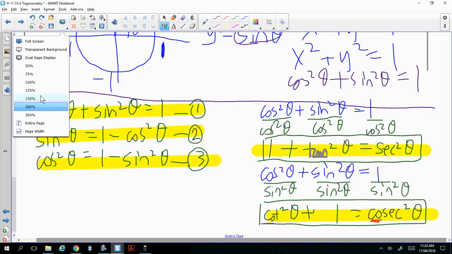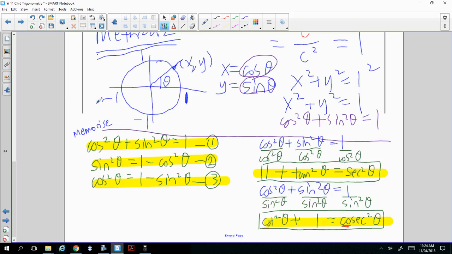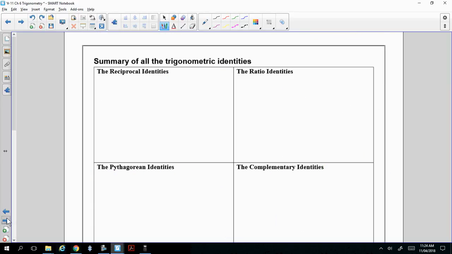Yes, let's do them now. Just the formulas. I'm not including other things, just the formulas. Let's start with the reciprocal identities. Is that still recording? Yep, good.